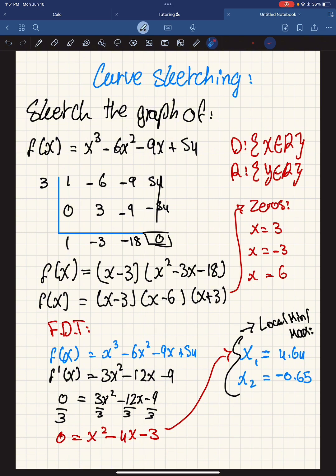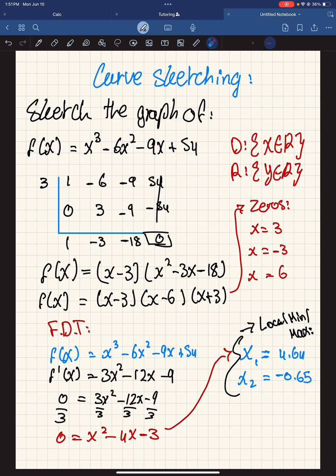In this case, through trial and error, I was able to use synthetic division to get one of the zeros, which was 3. And I plugged it in, and I came out with x squared minus 3x minus 18. If you don't know how to use synthetic division, I'm going to show you right now.